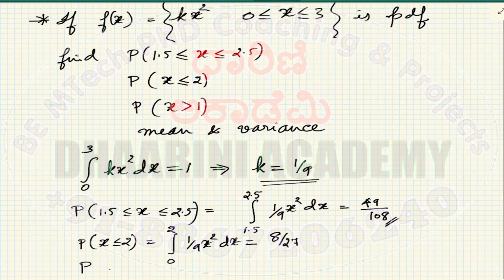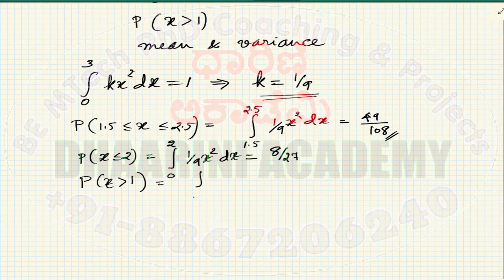Now the probability we are supposed to find next is x greater than 1. So this means it is integration from 1, the minimum value, going till 3, of 1 by 9 x squared dx. Okay, so this comes to be 26 over 27. Okay, so for any given general PDF, we can apply these techniques to find out the required probabilities.